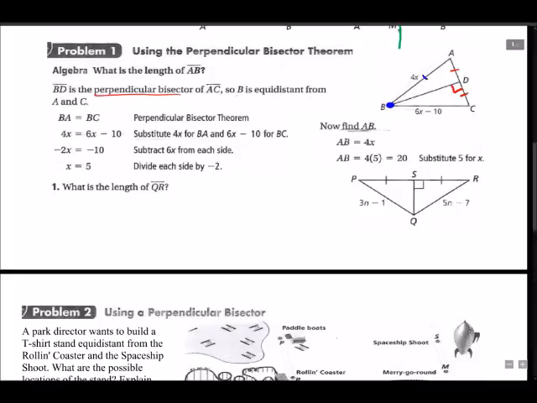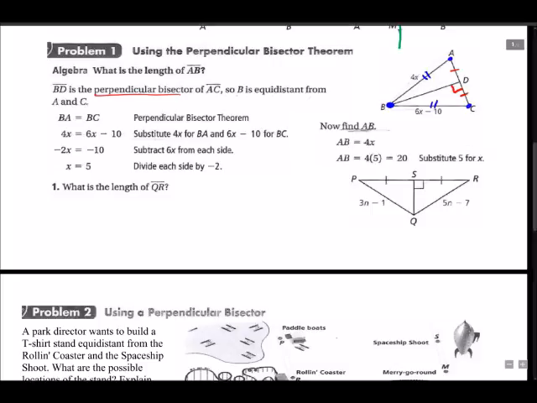is going to be equidistant from the endpoints of the segment. And if it's equidistant, then they are congruent, right? So I can write the length of BA equals the length of BC, substitute in, we get x equals 5.